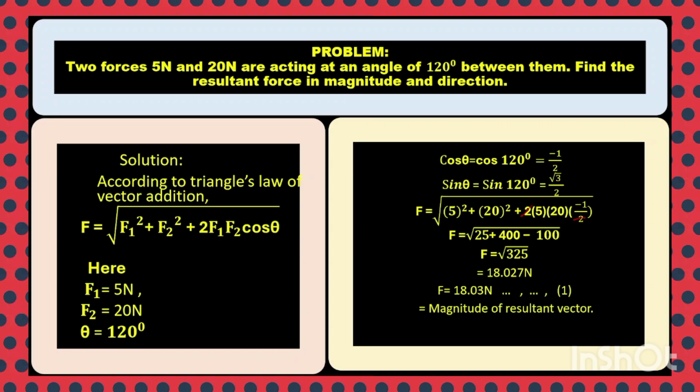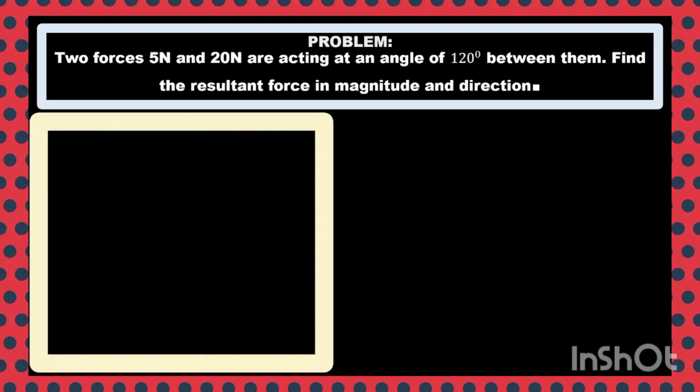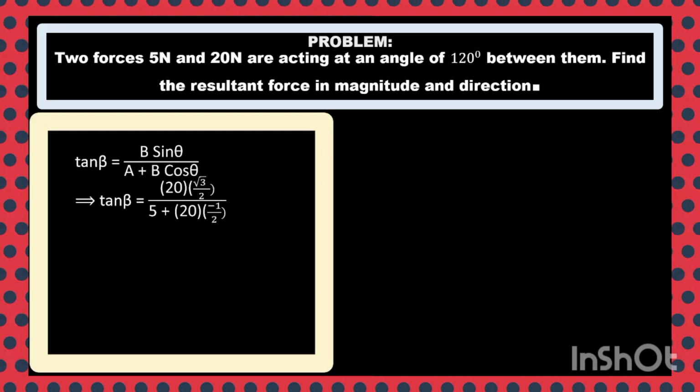Right, note it down, and again we find the direction of the resultant vector. When the two vectors act at 120 degrees, you have to put the value: tan beta is equal to 20 multiplied by root 3 by 2 divided by 5 plus 20 into minus 1 by 2. You can cancel here, and after cancellation we get 10 root 3 divided by 5 minus 10, and tan beta is equal to 10 root 3 divided by minus 5. Once again we can cancel, and after cancellation tan beta is equal to minus 2 root 3.